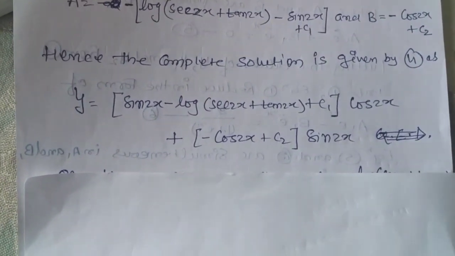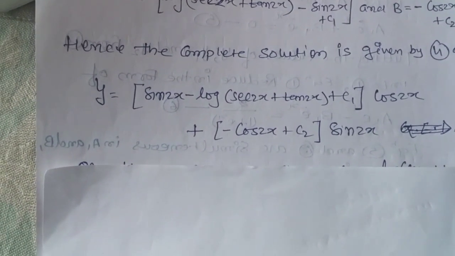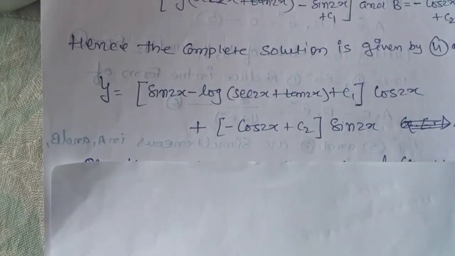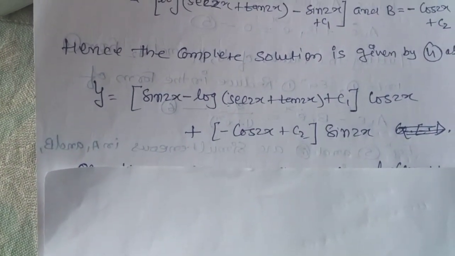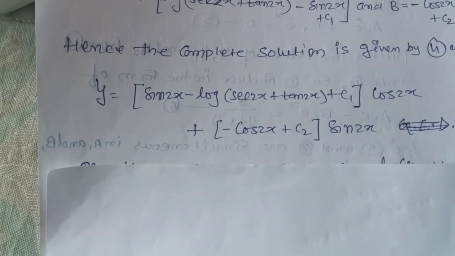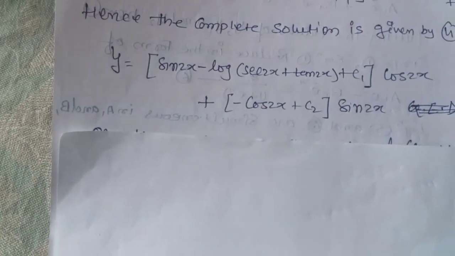So this is how we apply the method of variation of parameters. In the next lecture, we will discuss a few more examples in which the homogeneous part does not have constant coefficients but variable coefficients. Thank you.